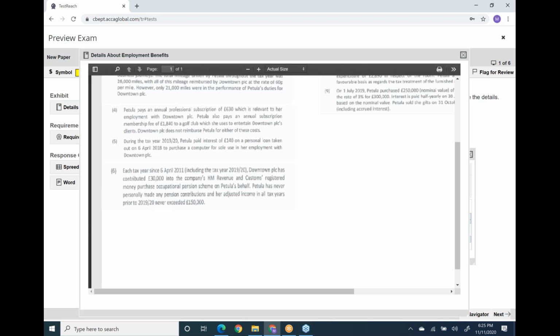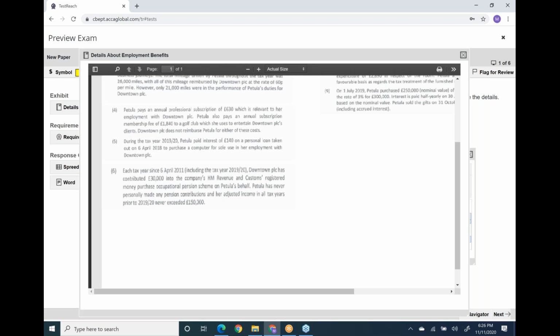30,000. That means your total annual allowance is 40,000: 10,000 for the current year, and from the previous 3 years you have 30,000. So 10 plus 30, your annual allowance is 40,000. Now think, in 2019 your employer contributed 30,000 into your pension account and you got relief for this.